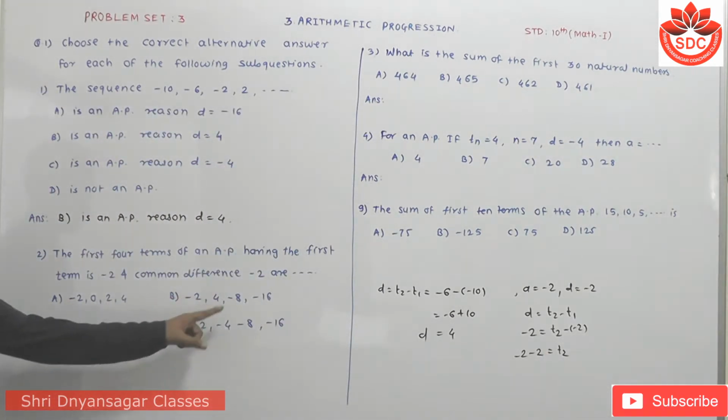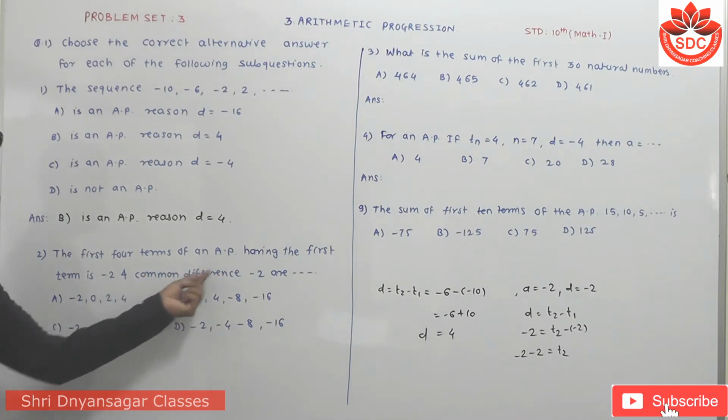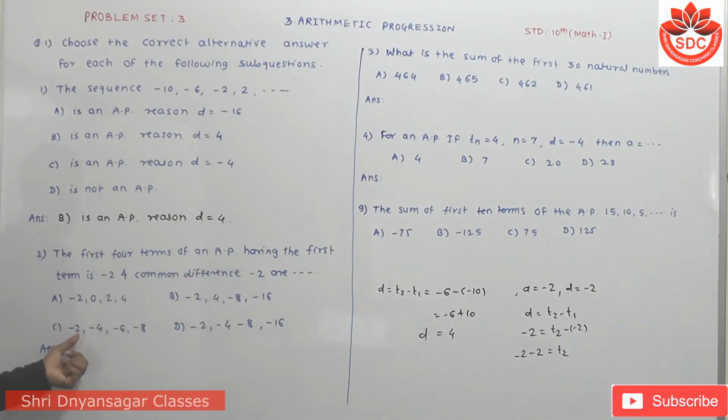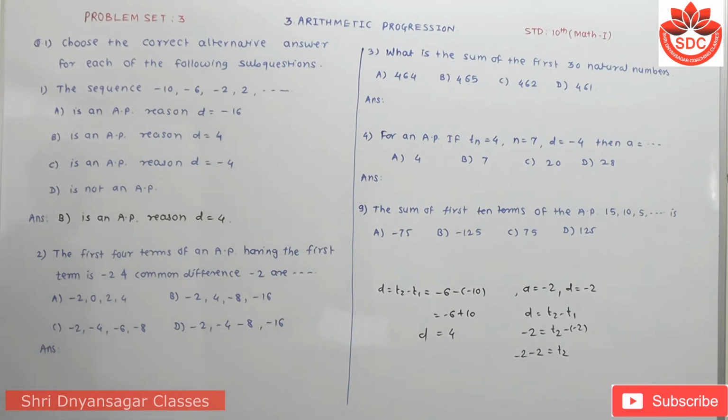When we observe carefully, options C and D have -2. Now when we find T3, the difference between these two terms is only 2, which means the first term is -2, the second is -4, the third is -6, and then -8. Because in the other option the difference is directly 4, that is not the correct answer, so the correct answer is C. I write C: -2, -4, -6 and -8 are the next 4 terms here.